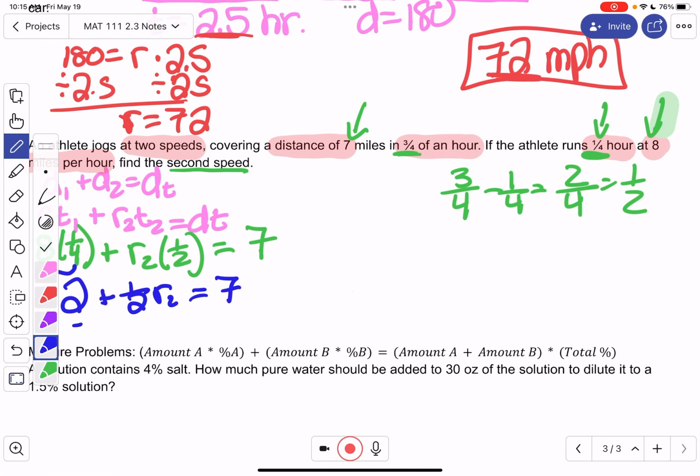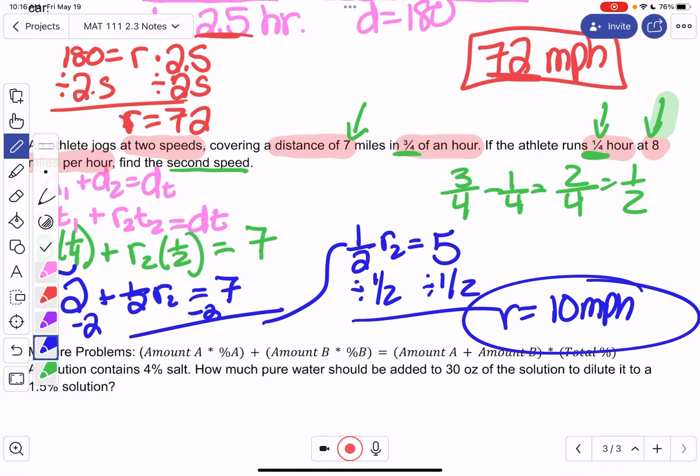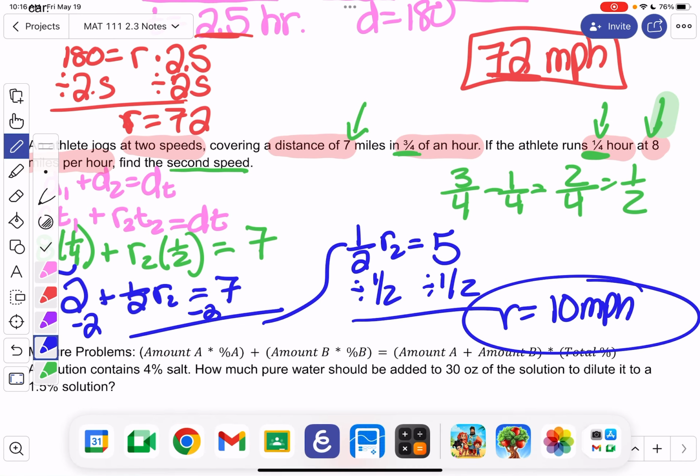So if I were to solve that, I would subtract 2 from both sides. So I would get 1/2 r2 equals 7 minus 2 is 5. Divide both sides by 1/2. And I end up with r is 10 miles per hour. How can I check that? Well, I can plug it into a calculator.